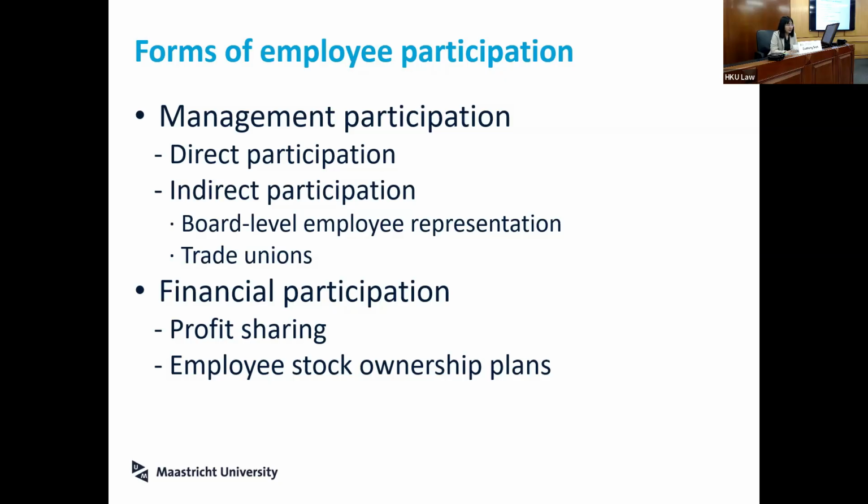But for the employee ownership plans, employees can acquire stocks in their corporations and become shareholders. And in most cases, those employee shareholders can participate in the shareholders' meetings. In this case, they can also participate in corporate decision making. So the financial participation can also be integrated into the form of management participation, because through shareholders' meetings, employee shareholders can also participate in corporate decision making.